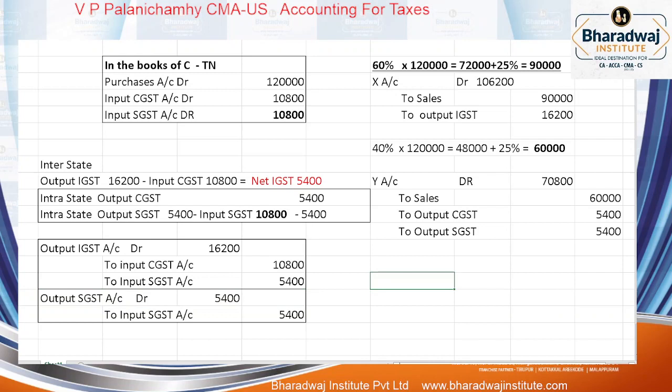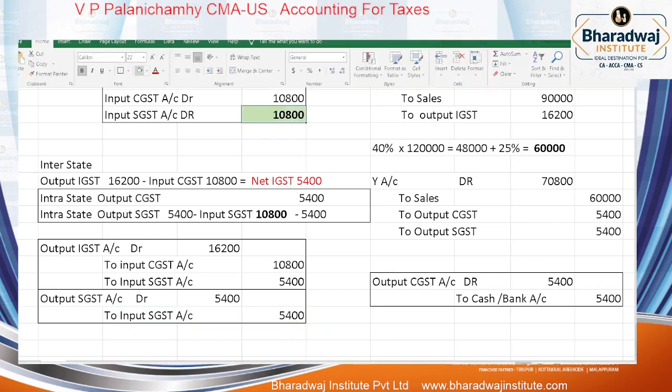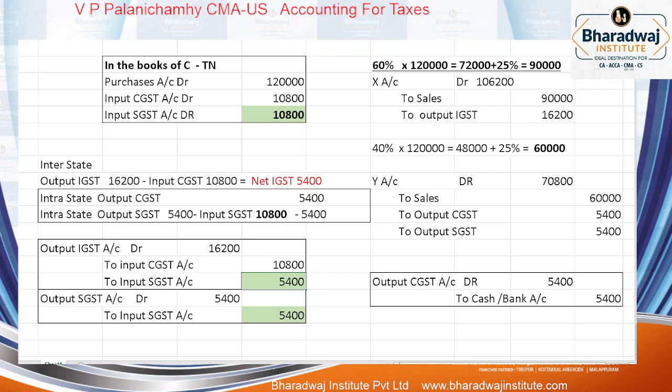So we'll pay the net amount. For paying, what is the entry? Output CGST account debtor to cash or bank. Sorry, this is the proper way. How much to pay, net amount 5,000, correct? There is 10,800, right? This 10,800 is getting adjusted, 5,000 with output SGST, remaining 5,400 with which one, input IGST.